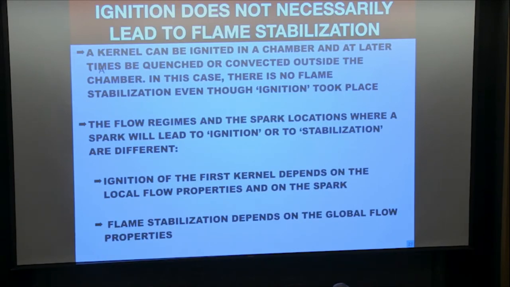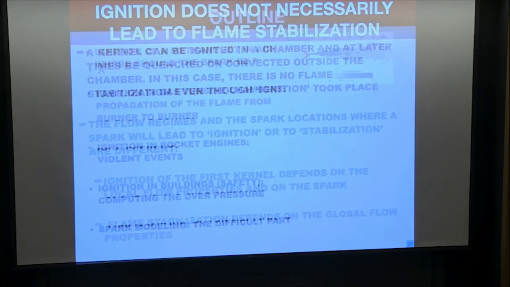We will also see cases, I mentioned them already, where you ignite, you create the first kernel, but you didn't put it at the right place. So this kernel grows and goes away. That's not good. We need to put the spark at a place where we reach stabilization. Igniting and stabilizing is not the same thing. You can have ignition and then maybe not stabilize. That depends where you put your spark.